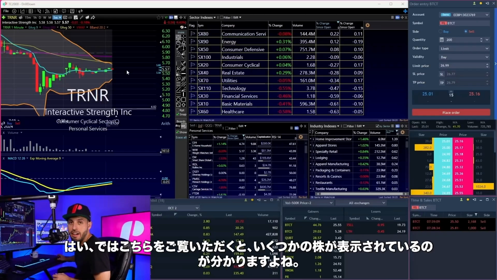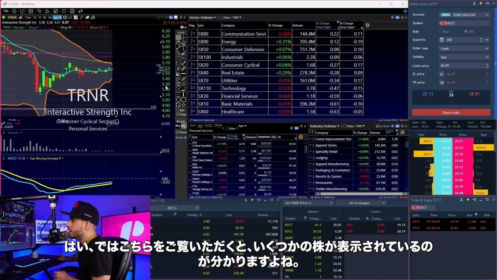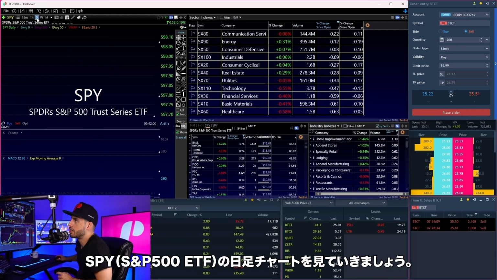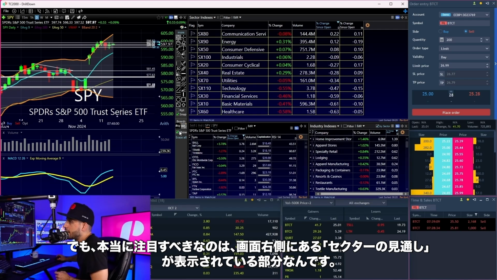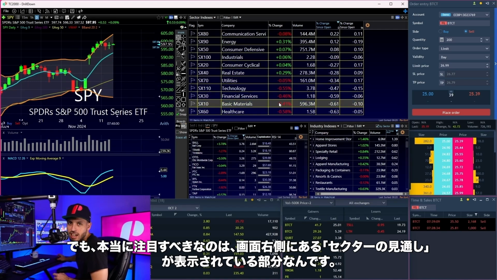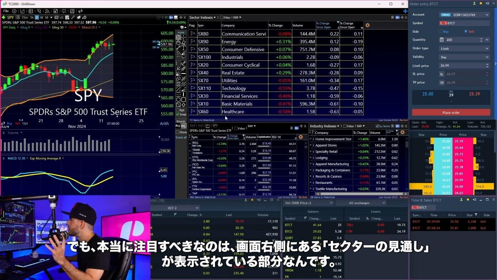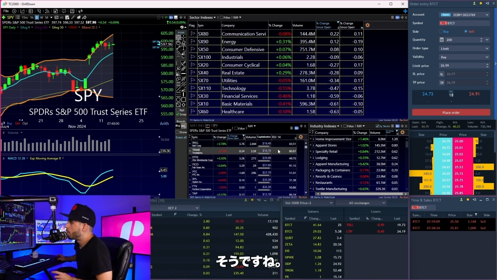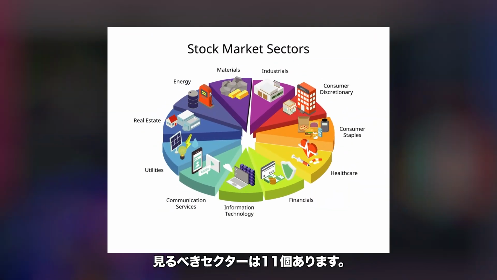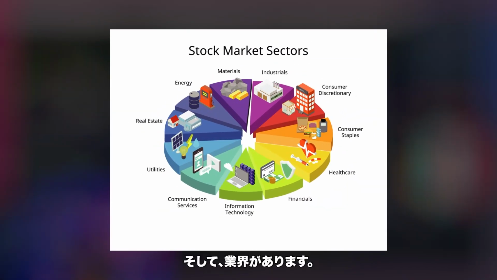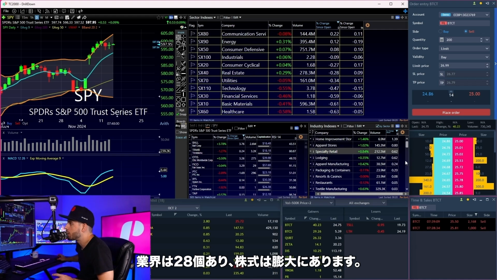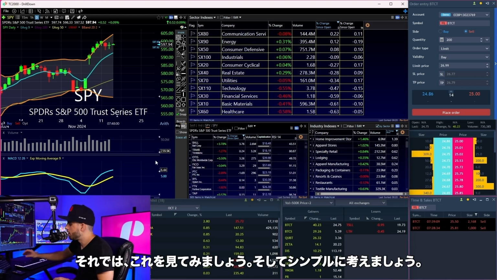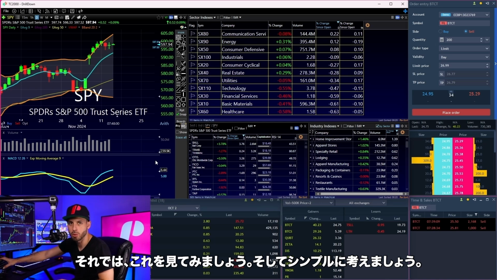All right, so here you can clearly see that we have some stocks. We're going to go to the overall market here, the SPY. We'll take a look at the daily charts, but really what we're looking at is right here on the right-hand side: the sector outlook, the mentality in the stock market. There's 11 sectors to look at, and then we have 28 industries and tons of stocks. So let's keep it simple.